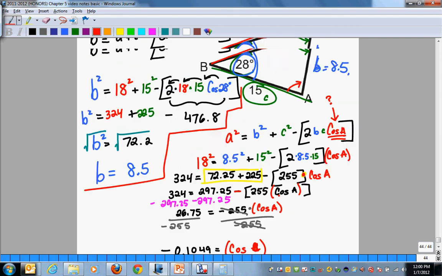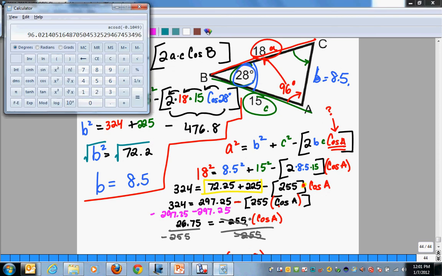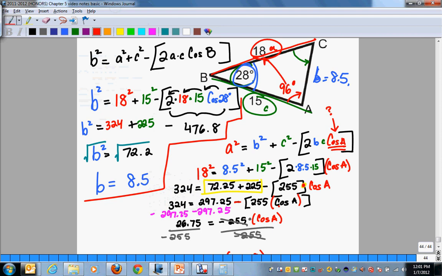So we come up here, we have 96, which makes sense because the longer side goes with the largest angle. Now to find that angle C, we don't have to go through all that because we already have two angles. Now we simply do 96 plus 28, take that away from 180, and we get 56 degrees. And that is how you solve using law of cosines.